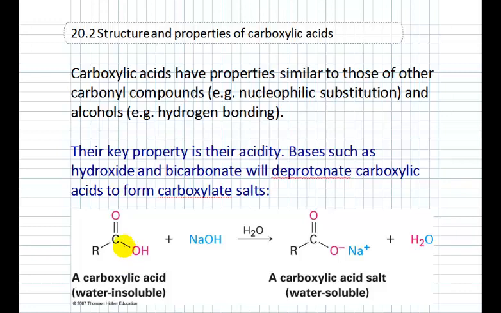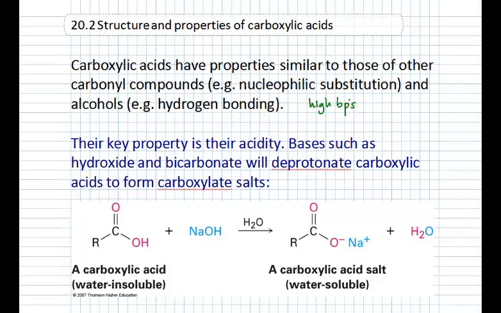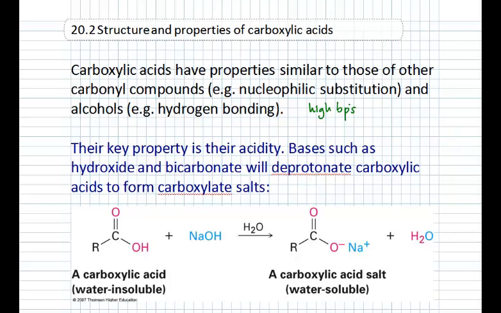They have an OH group. They have essentially what's like a hydroxyl group in them, so that means they have strong hydrogen bonding, which gives them high boiling points. A 2-carbon carboxylic acid, like acetic acid, has even a higher boiling point than a 2-carbon alcohol, for instance. So their acidity, however, is their key property. I think probably is the most important property, I guess, to their usefulness.